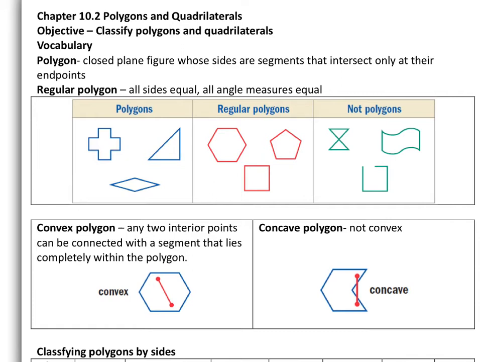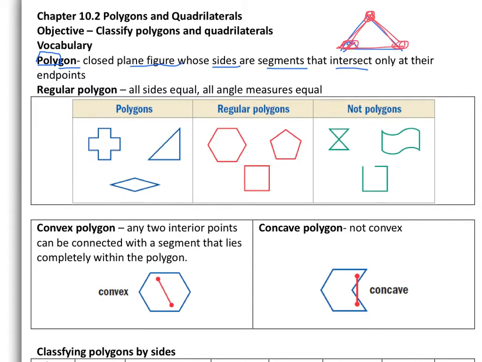For 10.2, we're going to learn about classifying polygons and quadrilaterals. A polygon, poly means many, is a closed plane figure whose sides are segments that intersect or cross only at their endpoints. So if I have a triangle, these are the segments, and they cross at 3 endpoints.